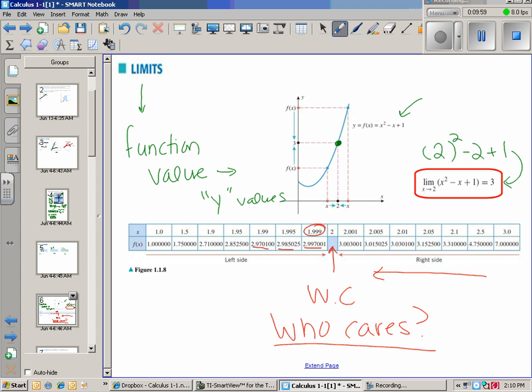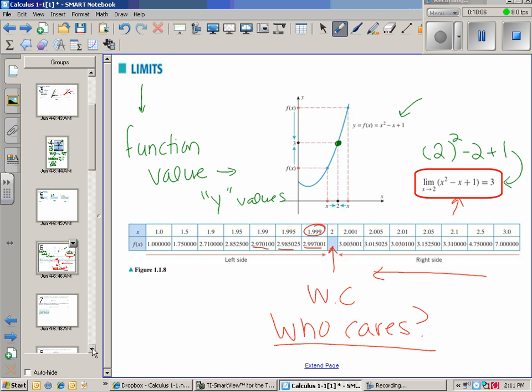If we had to guess based on this table, we'd say 3. In this case, we can just plug it in, and we can also see that the value is exactly 3.